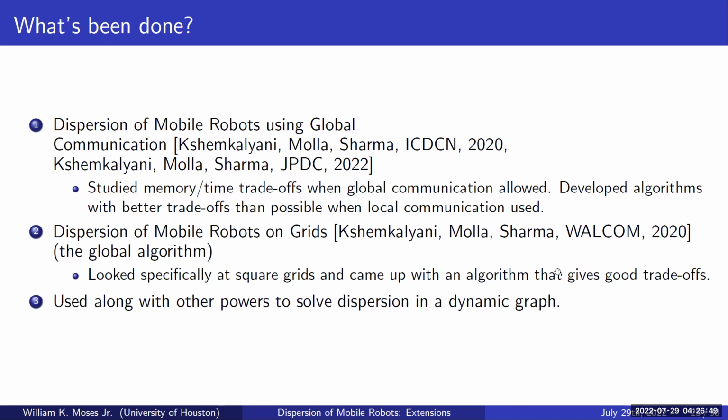Now, coming to why I didn't want to deep dive here, but I want to postpone it to the dynamic graph setting. Thing is, global communication is also used in tandem with some other powers to actually solve dispersion in a dynamic graph. So I would rather just illustrate this being used there.